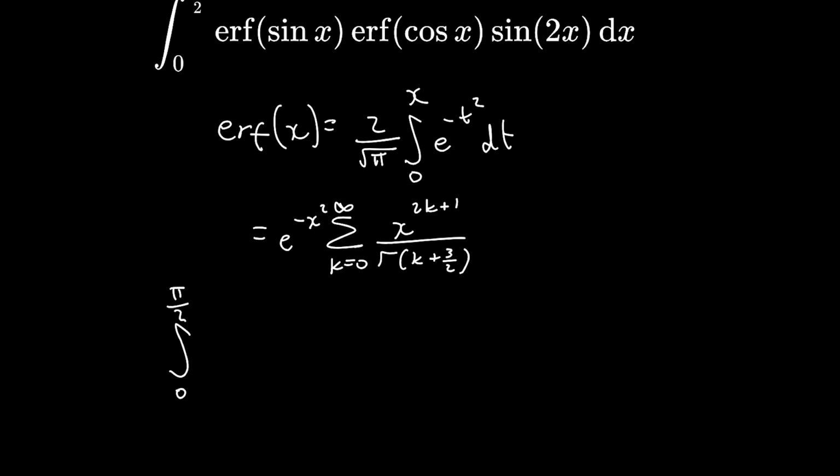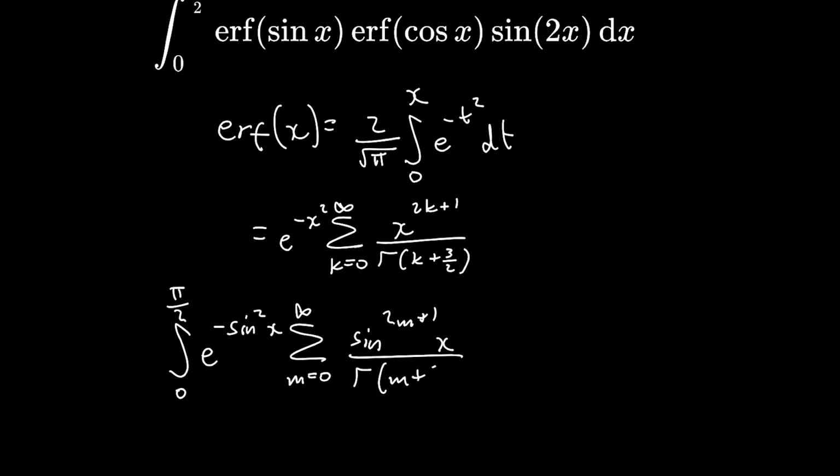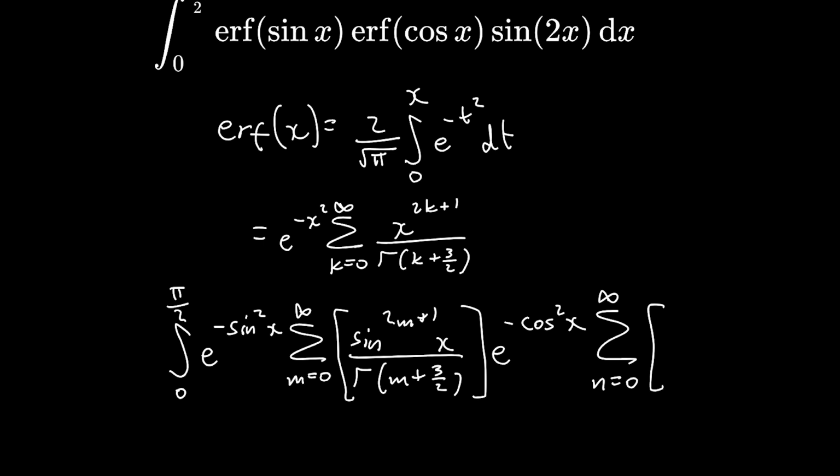Now the first one is the error function of sin x. So here we're going to have e to the minus sin squared x, and here our sum is going to be from m equals 0 to infinity of sin to the power of 2m plus 1 x divided by the gamma function of m plus 3 over 2. So this will be our first series. And then we multiply that by the error function of cos x. So we end up with e to the minus cos squared x, and this sum is going to be from n equals 0 to infinity of cos to the 2n plus 1 x divided by the gamma function of n plus 3 over 2.